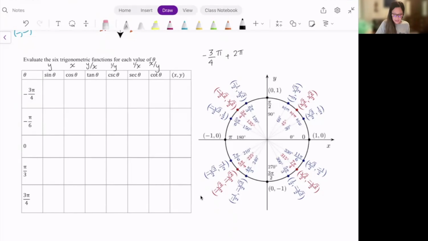2 pi is the same thing as 8 pi over 4. And that gives me 5 pi over 4. So this angle measure of 5 pi over 4 is the same as going back negative 3/4. That has a coordinate of negative root 2 over 2 and negative root 2 over 2. For negative pi over 6, negative pi over 6 plus 12 pi over 6, that's 2 pi, gives me 11 pi over 6, which means we are using this value here of root 3 over 2 and negative 1/2.